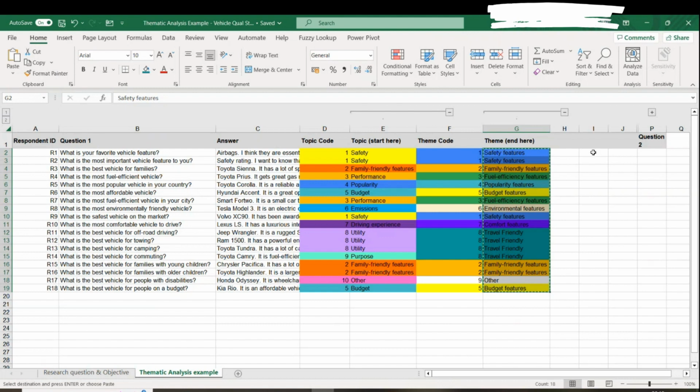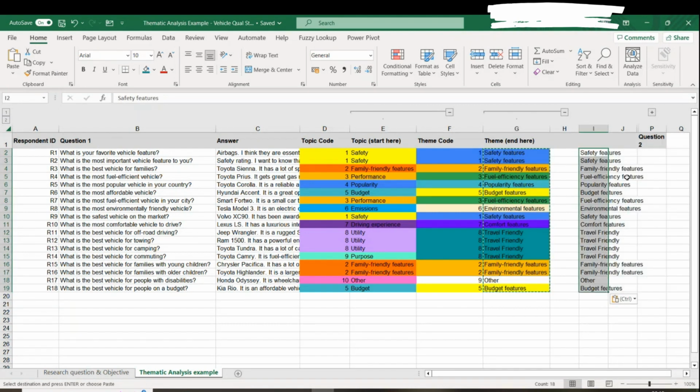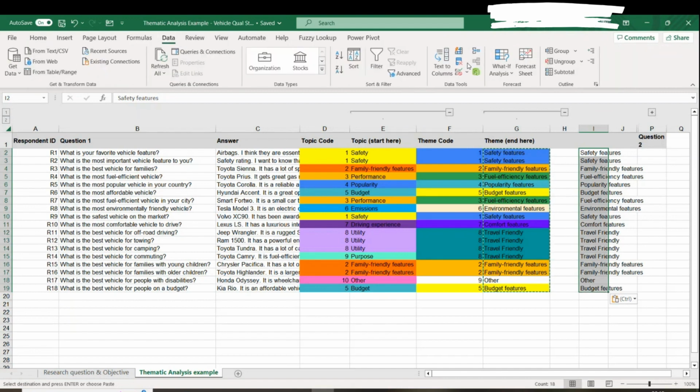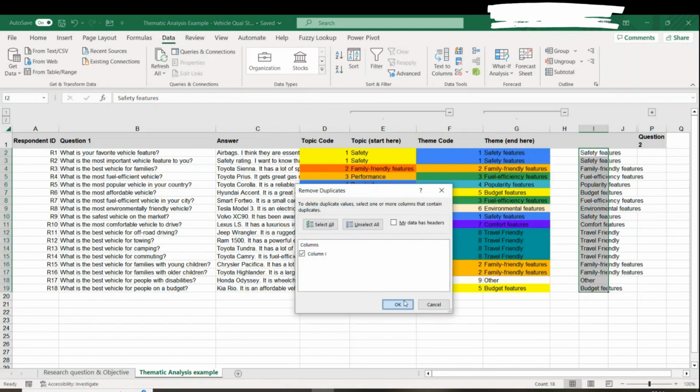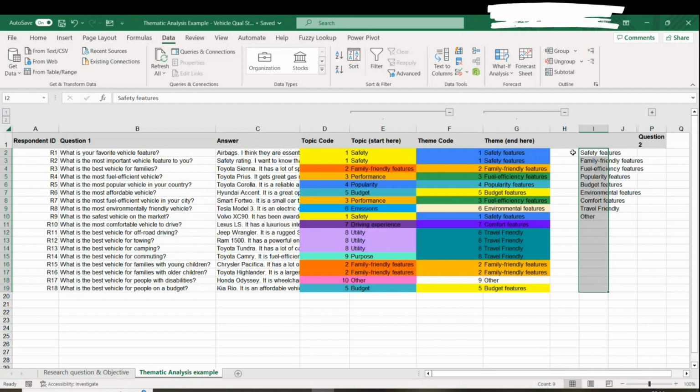You can just copy and paste that, and just remove duplicates. Let's just remove duplicates. You can see we actually in total have 9.